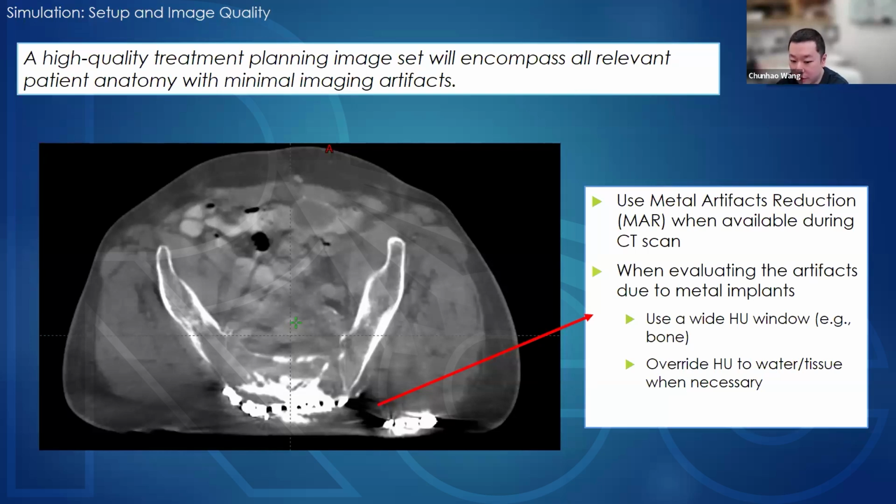And we usually override the HU to water or tissue when necessary. In this example, you see there's a black region between the sacrum bone and the posterior metal implant. For that region, it's supposed to be muscle, right? So we can override the HU to water or muscle.